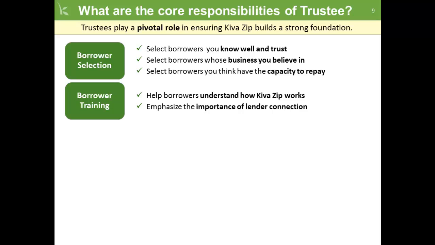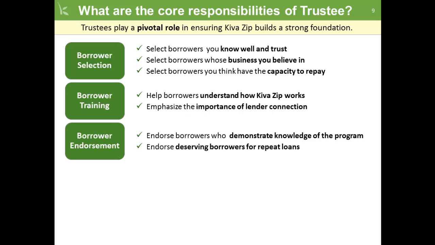After selecting a borrower, you need to train them. It is the trustee's responsibility to make sure the borrower understands how KivaZip works. Borrower training can be done in person or online using the self-serve borrower training found in the Trustee Resource Center. After training, you should complete endorsements for borrowers who demonstrate knowledge of the program and continue to endorse deserving borrowers for repeat loans.